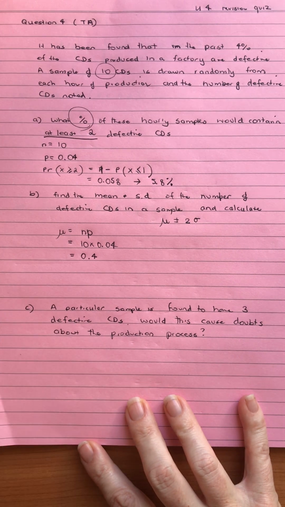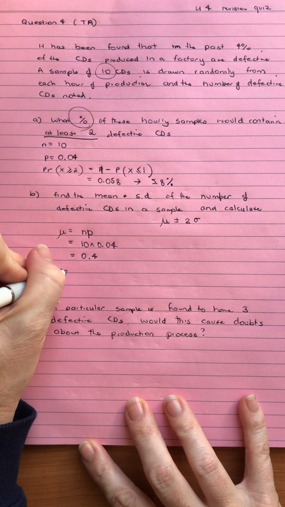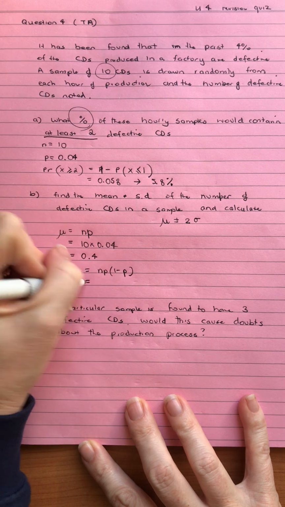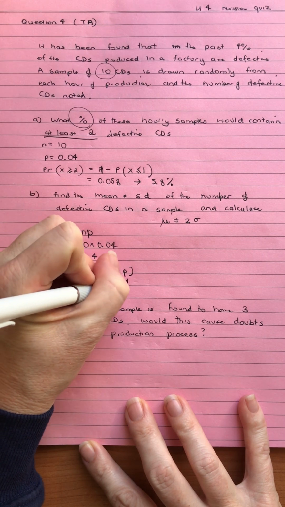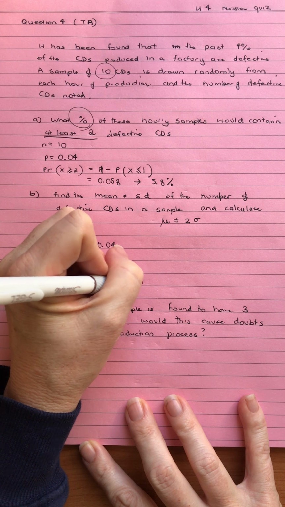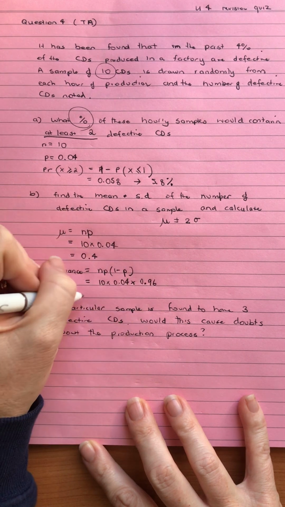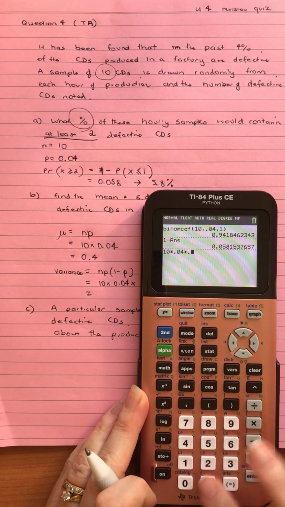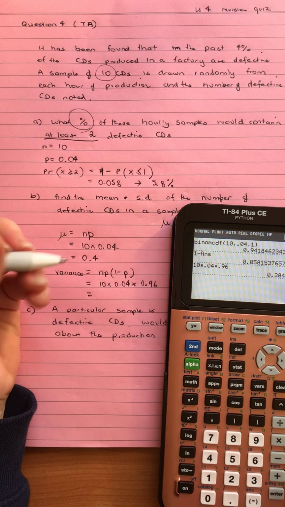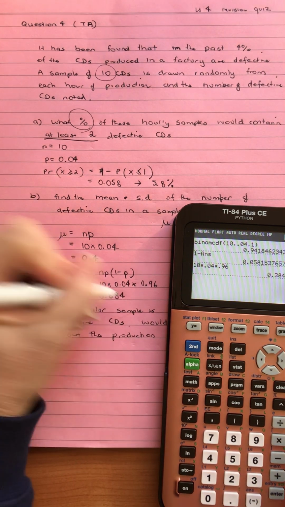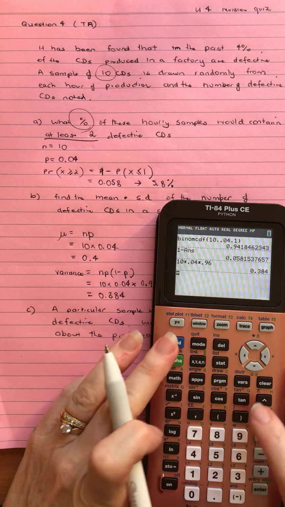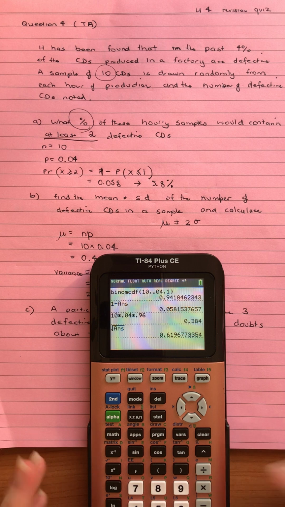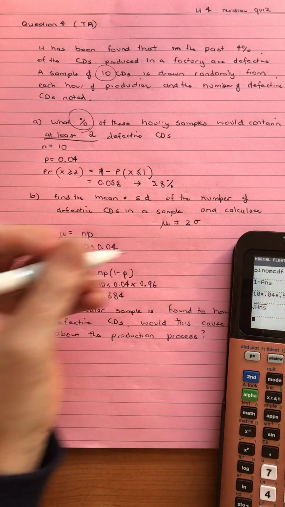To work out our standard deviation, we need to do the variance first, and our variance is equal to np(1 − p). So we would have 10 times 0.04 multiplied by 0.96. When we do that, we get 0.384 for our variance. Now our standard deviation is the square root of that. So when we do the square root, we get 0.619, or approximately 0.62.